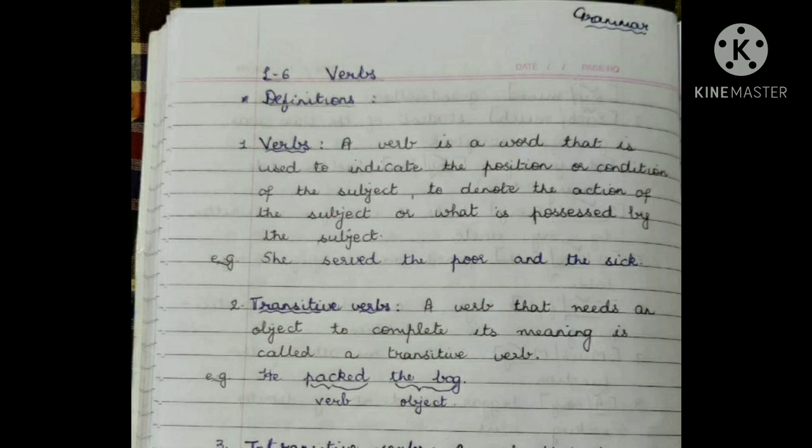So the verb in a sentence mainly shows the action in a sentence. So a verb can also be called an action word in a sentence. So let us see one example. She served the poor and the sick. So here the word served tells us what she is doing, that is, it tells us about her action, what she does. So the word which shows the action in a sentence is called a verb.